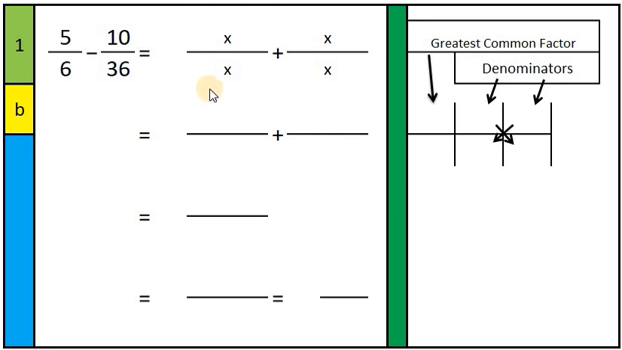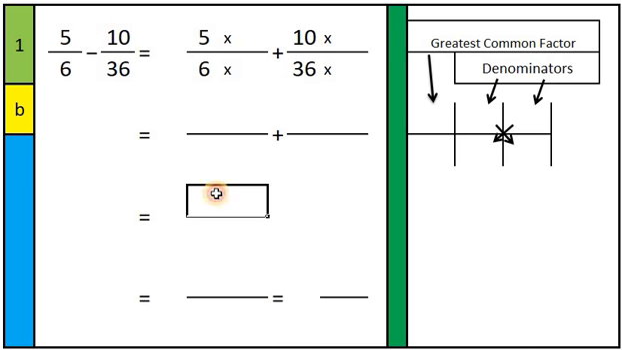Okay, now I will show you this subtraction of fractions. Pay attention again. We have 5 out of 6 minus 10 out of 36. As we can see, the denominator 6 is the smaller denominator, right? But 6 can jump to 36, because 36 is a multiple of 6. What we need to do here is just the same. First fraction, second fraction. We copy the first fraction, and then this is the second fraction.